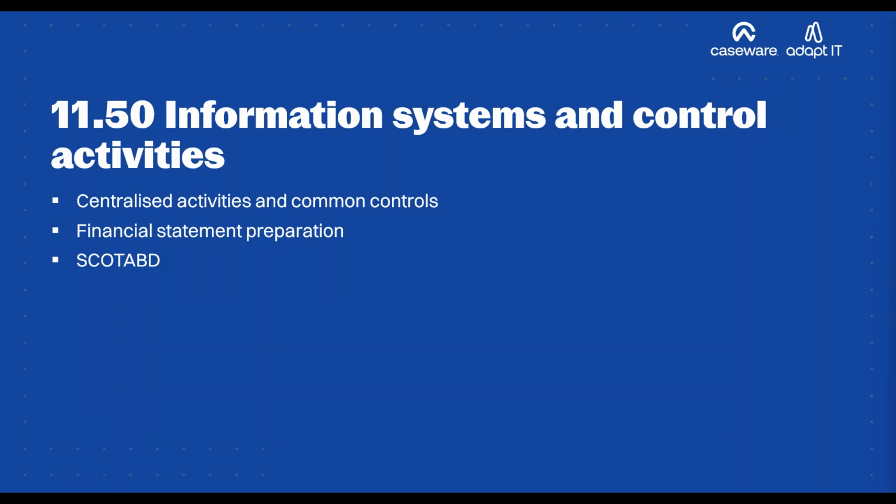1150. So the first thing that changes here is not only must we obtain an understanding of the accounting records and the financial statement preparation and the systems around that, but also, where we have selected that there are centralized activities and or common controls, we also need to document our understanding of what those centralized activities are, what those common controls are. Okay, so that's the first thing we're going to see new here in the group file.